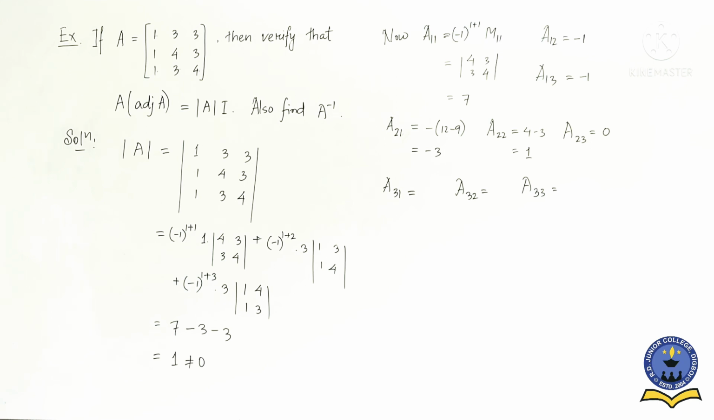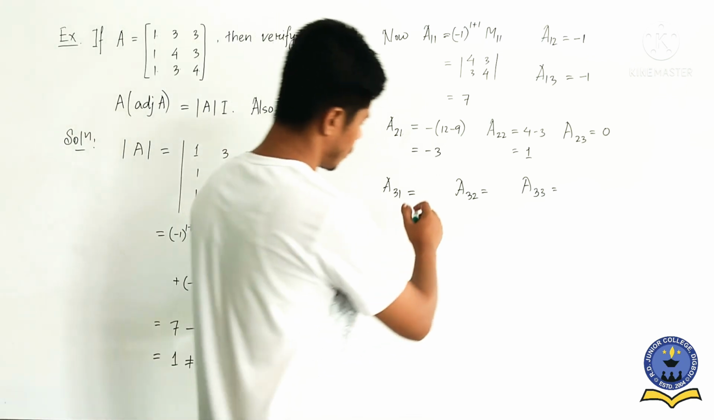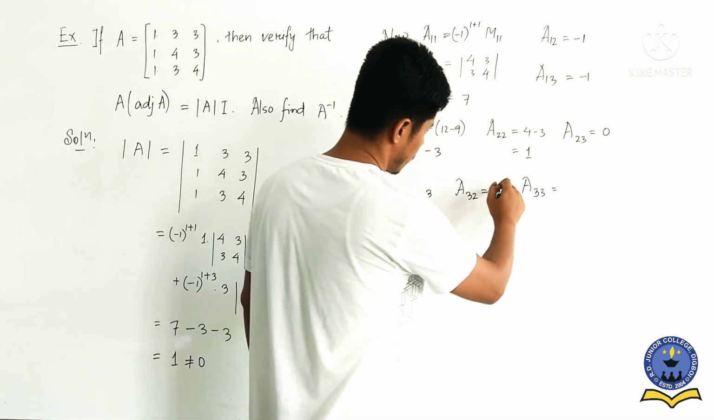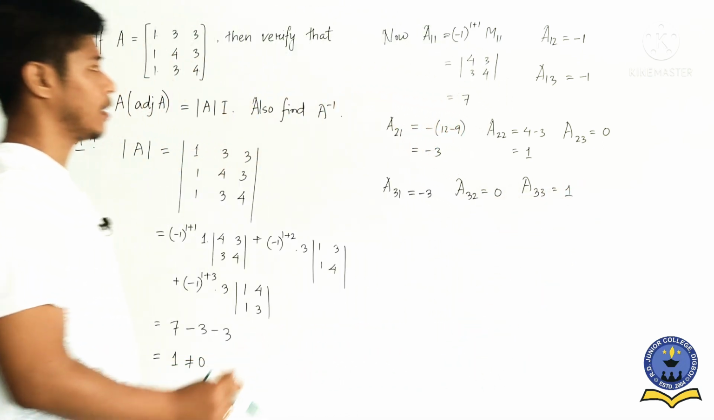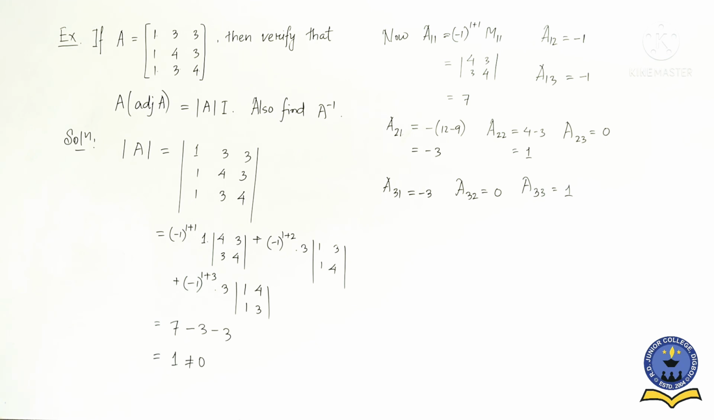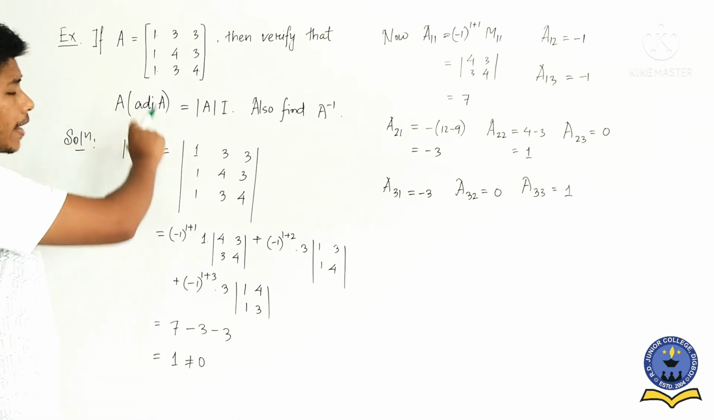So in this case we get here minus 3. So this result we get here minus 3. This one is 0 and this one is 1. Easily you can evaluate like in this way. So these are the results of cofactors. So next we have to find out adjoint of A.